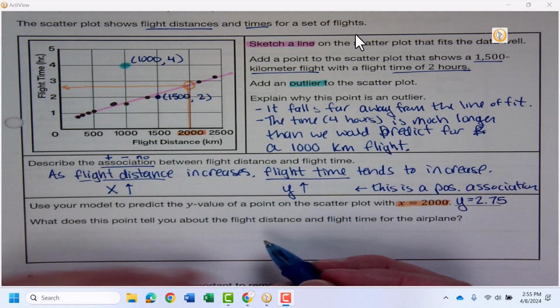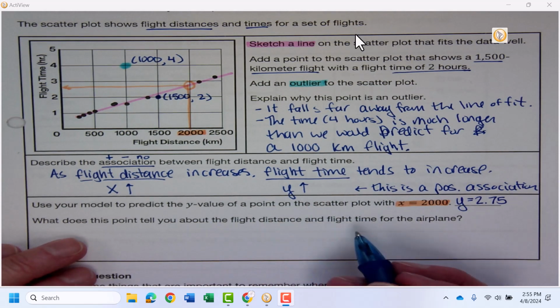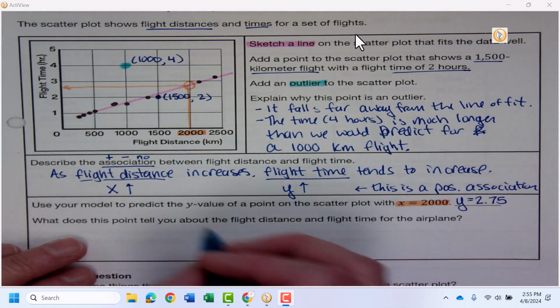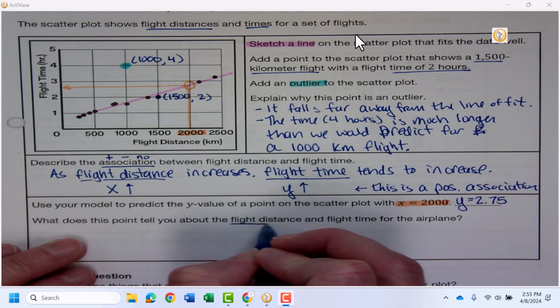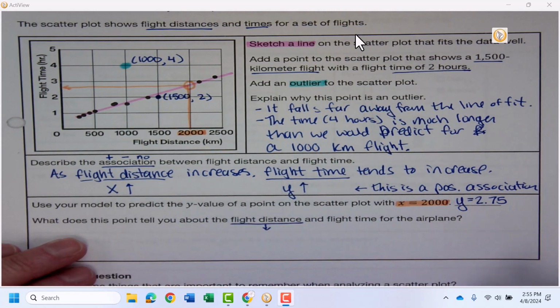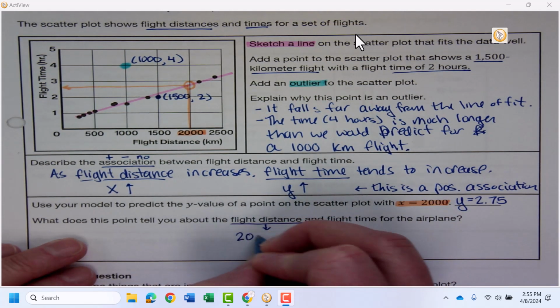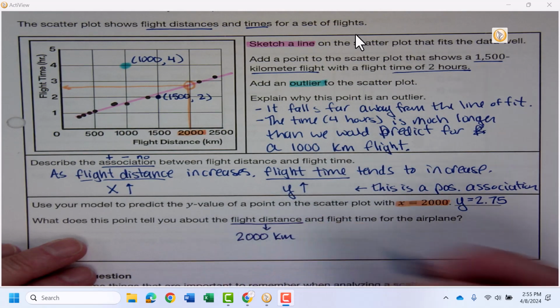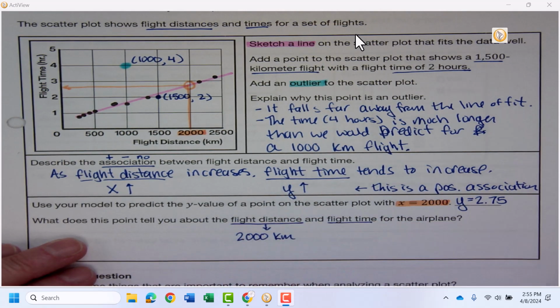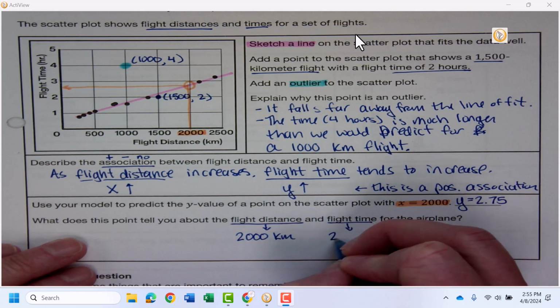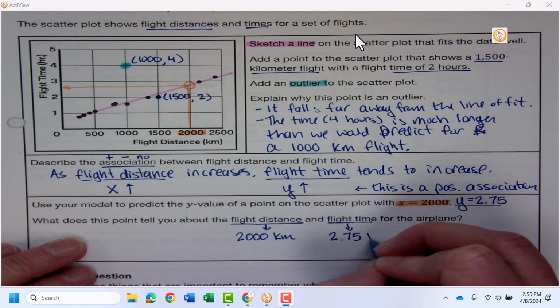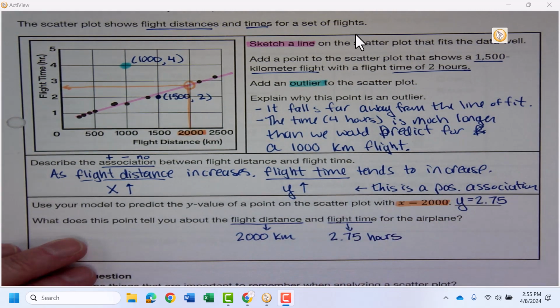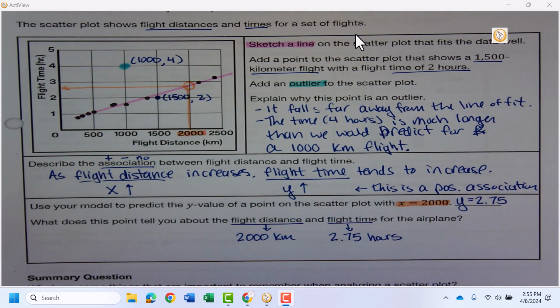What does this point tell you about the flight distance and the flight time of the airplane? Well, it tells me that the flight distance is 2,000 kilometers, and the flight time, I would expect that to be about 2.75 hours. A 2,000 kilometer flight would take about 2.75 hours. That's what I could predict.